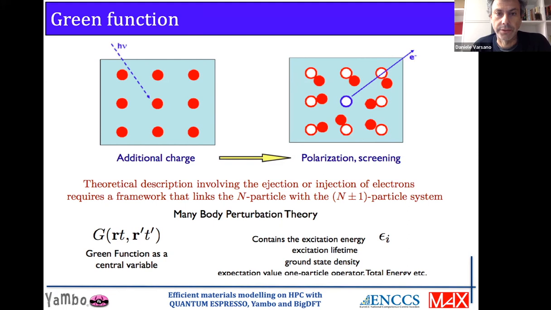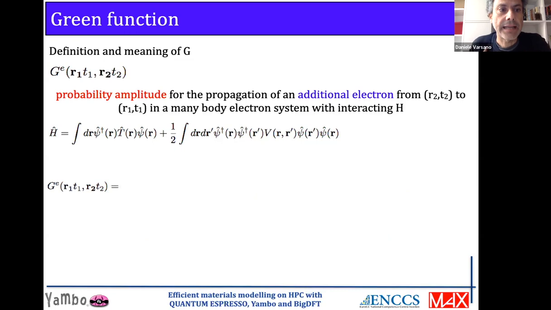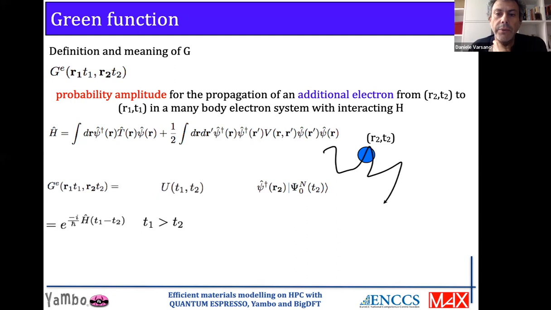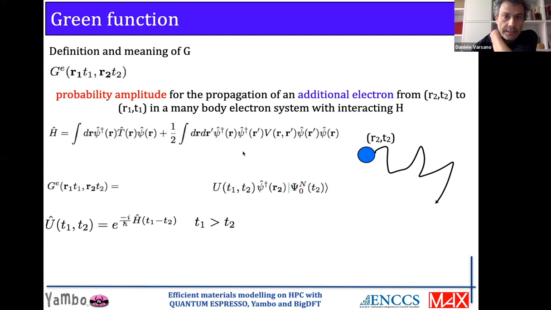So what is the Green function? It has already been defined by Davide. We can define it as the probability amplitude for the propagation of an additional electron at a certain time and position. So we start from our ground state, we create an electron at a certain time and position. It will interact according to our Hamiltonian, which contains the interaction term, and then it will be annihilated at another time and in another position, r1. This mean value is the electron Green function.